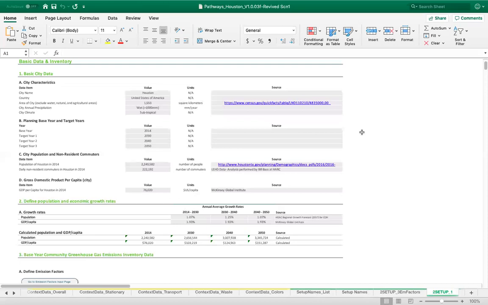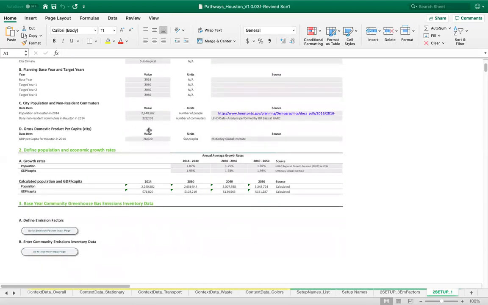The model can work over 3 time horizons. The base year is typically the year from which you'll be pulling your emissions inventory. As we'll see, that's part of the setup in terms of where the baseline emissions come from. But then what are your target years in future? Here currently set to be 2030, 2040, and 2050.